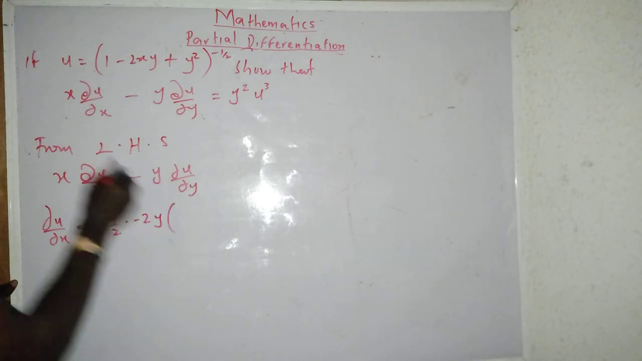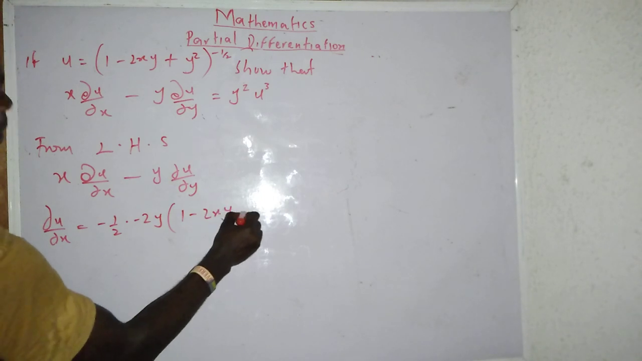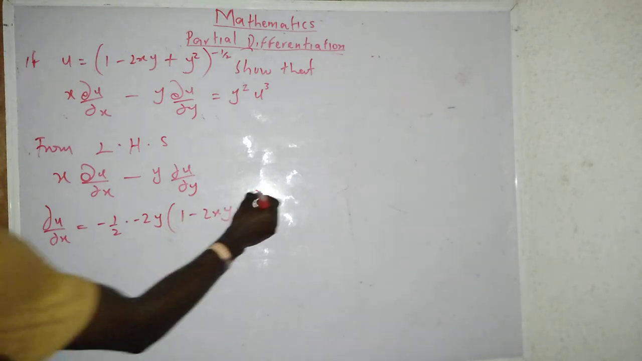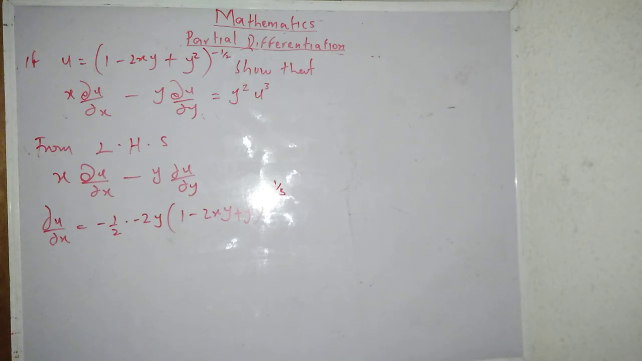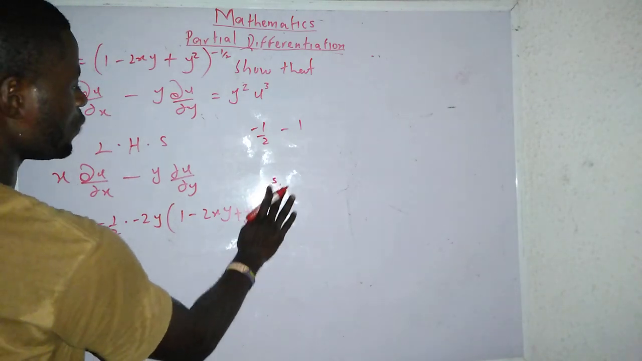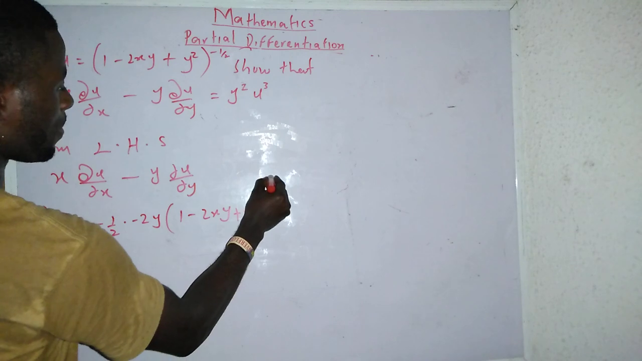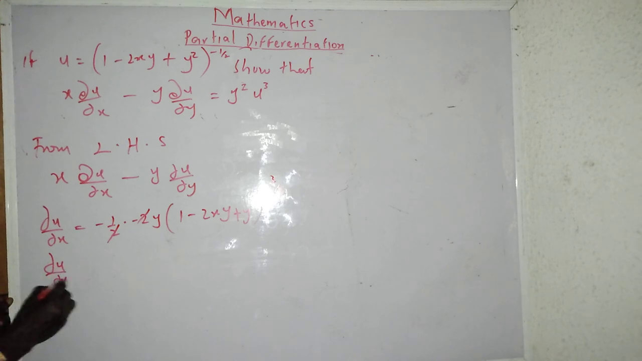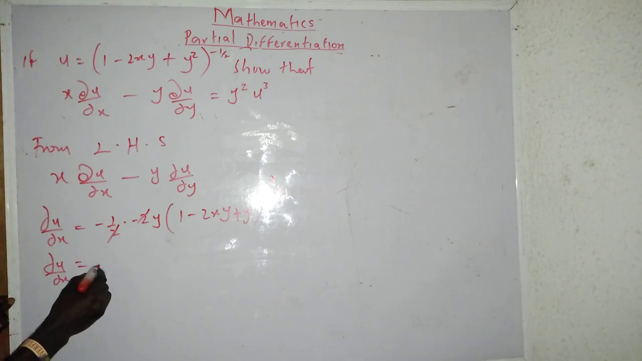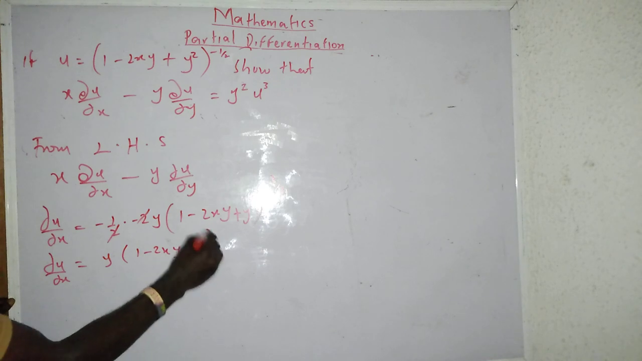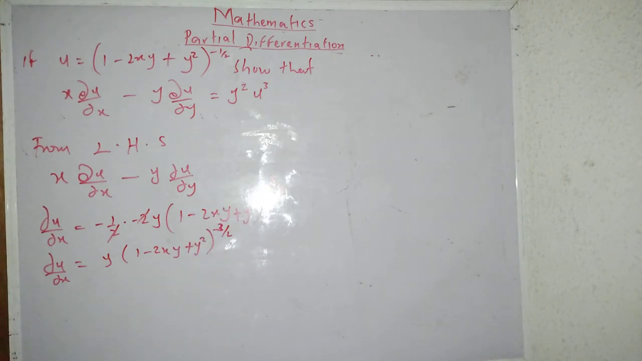Now, I will bring back my argument, which is 2xy plus y cubed, raised to the power, minus 1 from the power, which is minus 1 all over 2, minus 1, which is minus 3 all over 2. Now, that is the first thing, my 2 will cancel 2. My final will be y, minus times minus is plus, bracket of 1, 2xy plus y squared, bracket of minus 3 all over 2. That is for that.